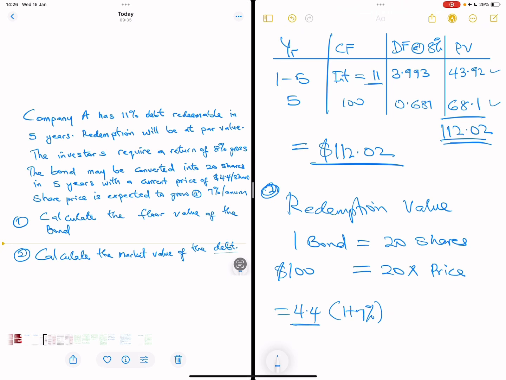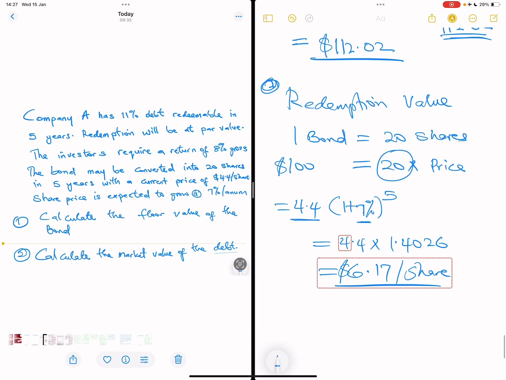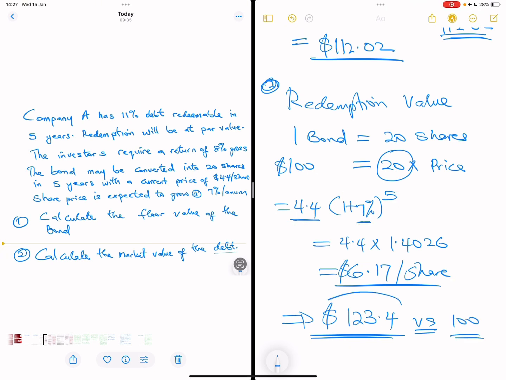So the present value of this price is 4.4. It's growing at 7% over 5 years. And in that case, that will give us 4.4 multiplied by 1.07 raised to power 5. That is 1.4026. And that equals this times 4.4. That's $6.17 per share. So the share price in 5 years' time is expected to be $6.17. And 20 shares is one bond, so times 20, and that means the conversion value is $123.4. And if you compare that to the redemption value of 100, obviously this is the way to go.